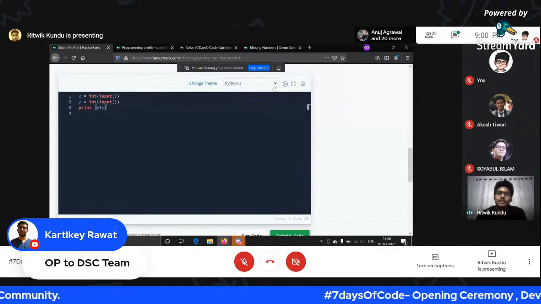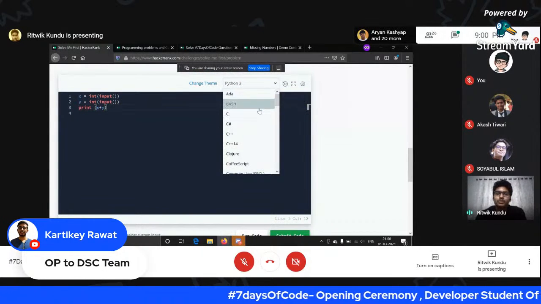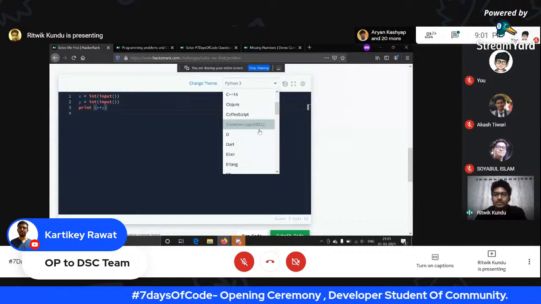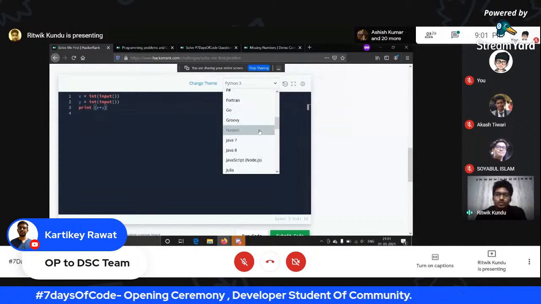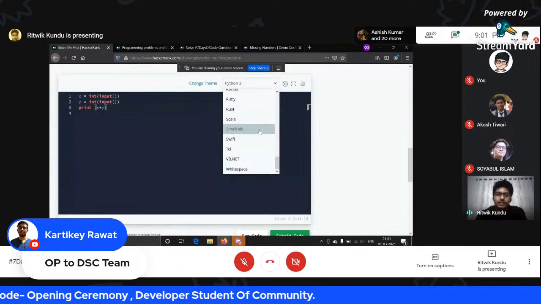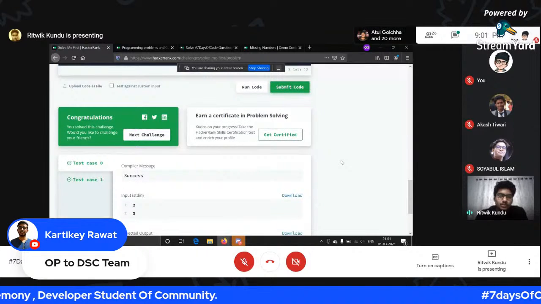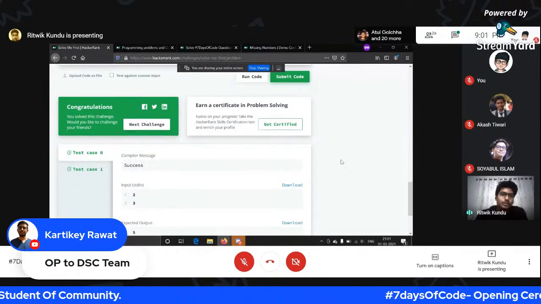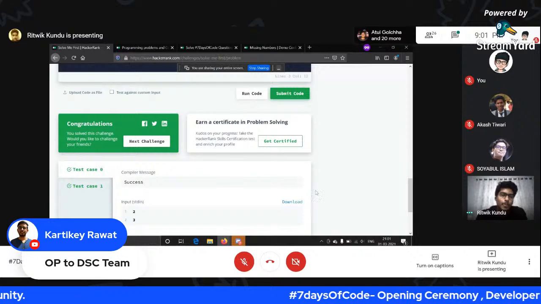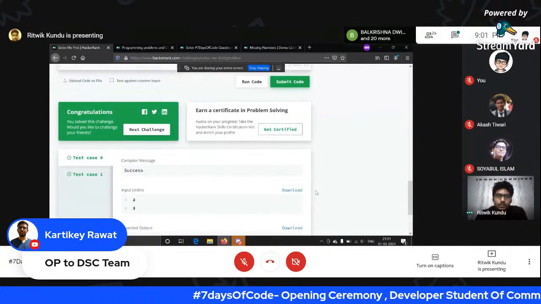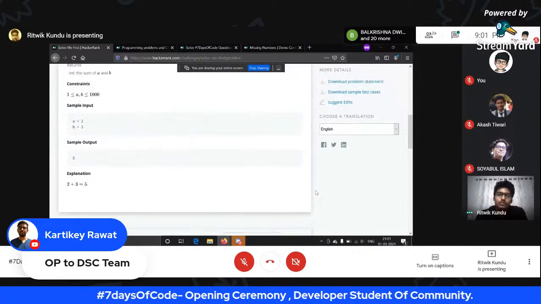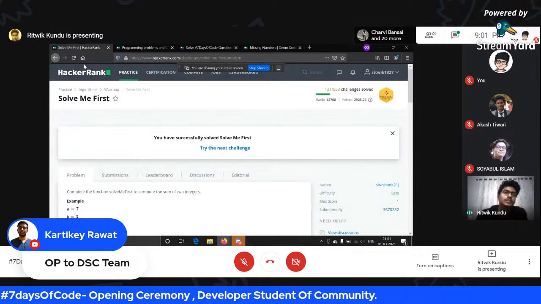Just select whichever language you want to choose, like C sharp, C++, there are a lot, Go, Java, and then Python. So yeah, it's completed and it will show you if you have solved it correctly, right? So this is how to run a program in the contest, right?